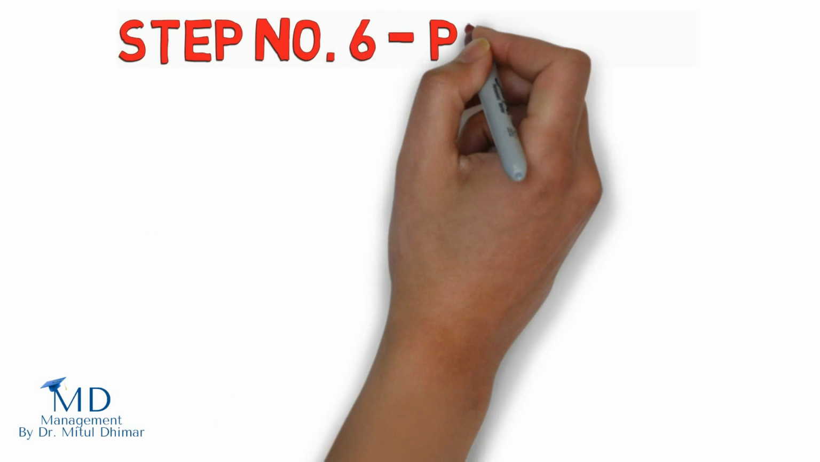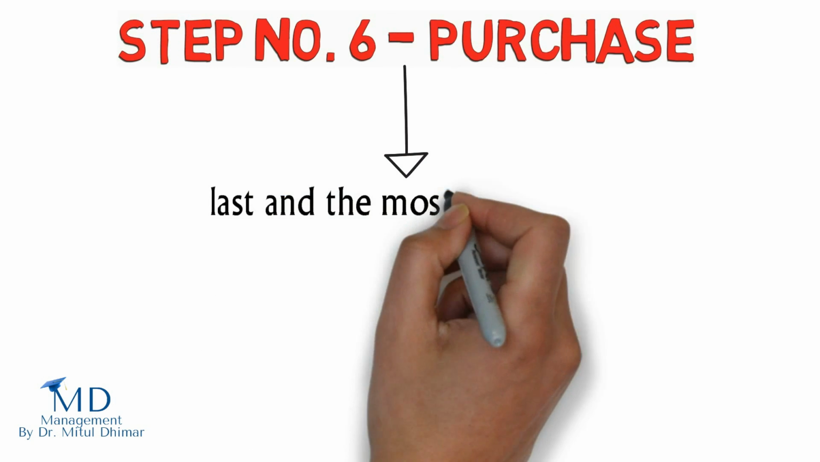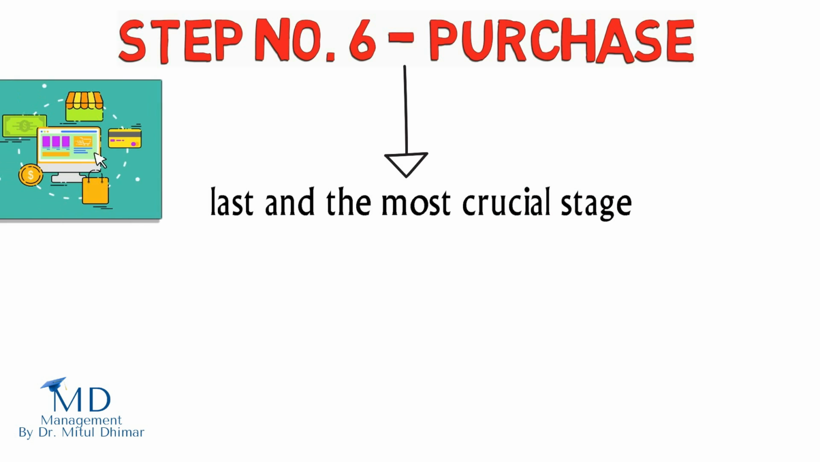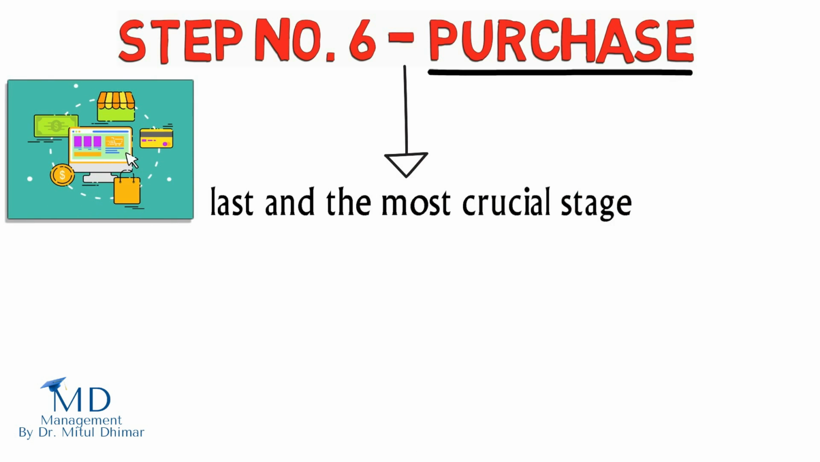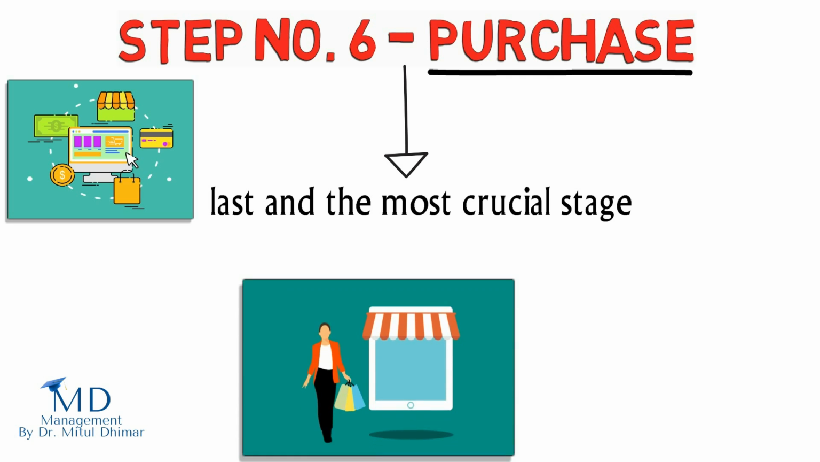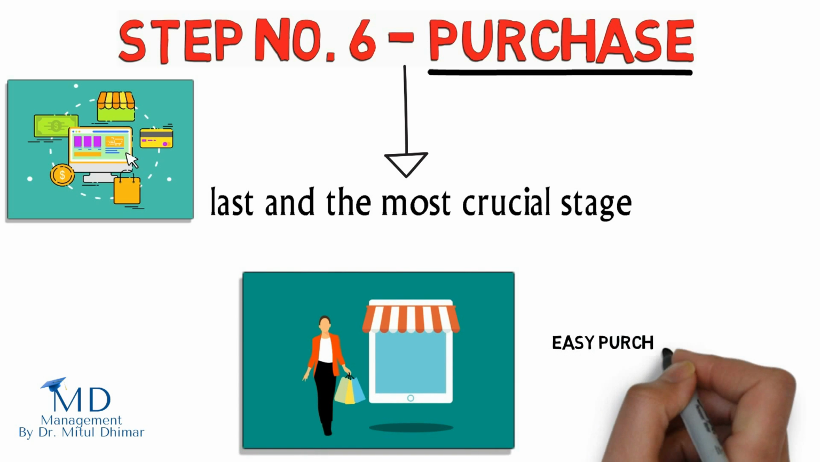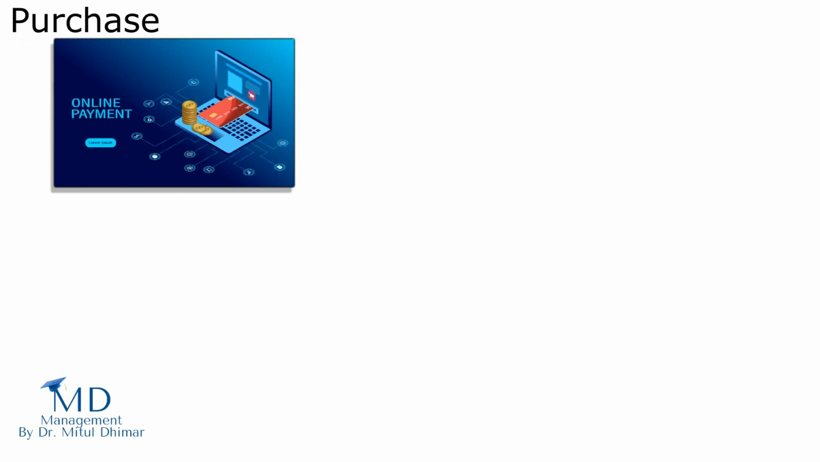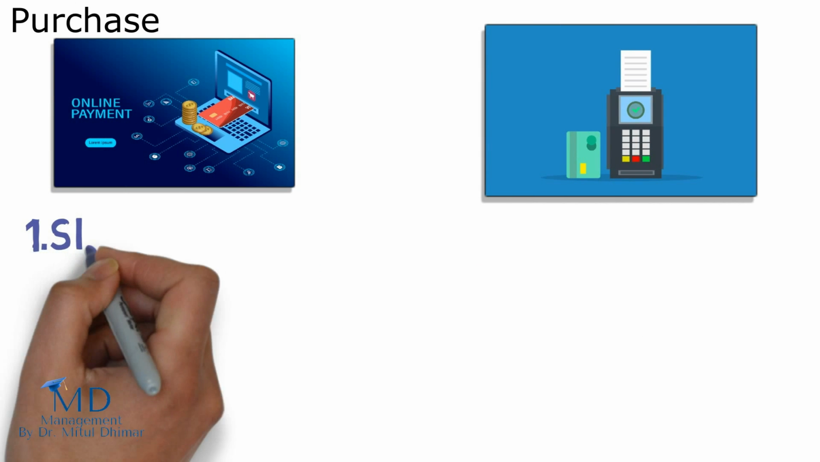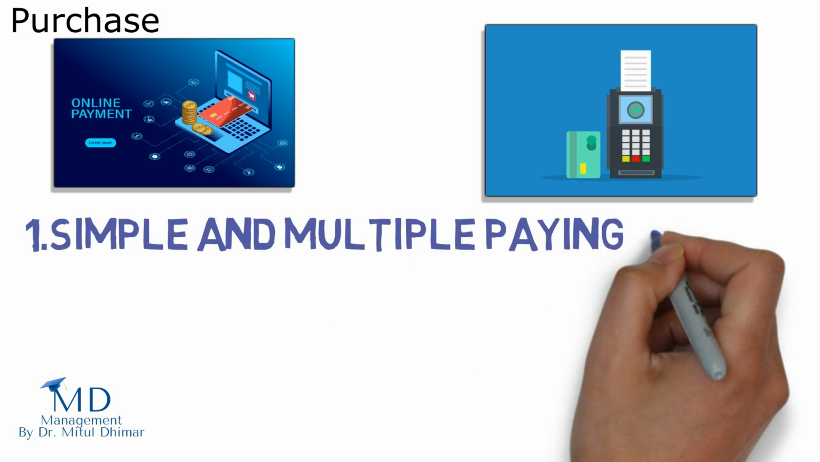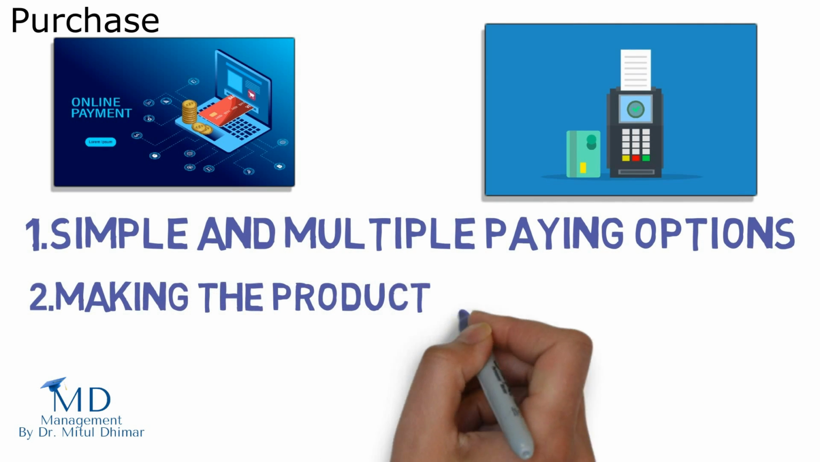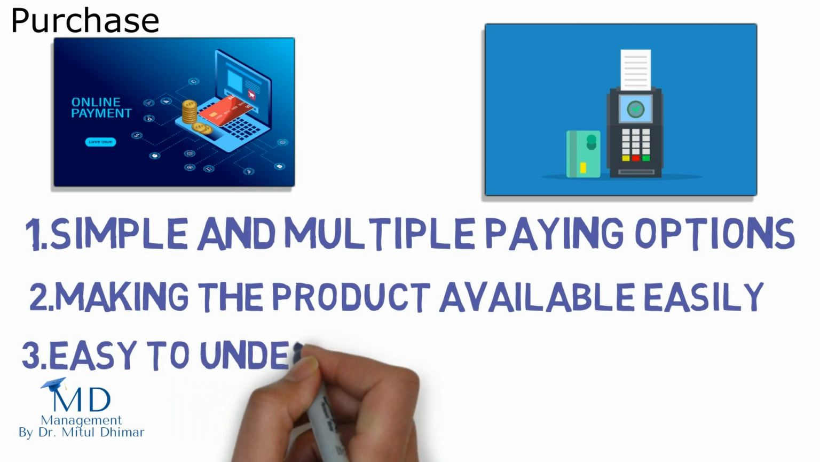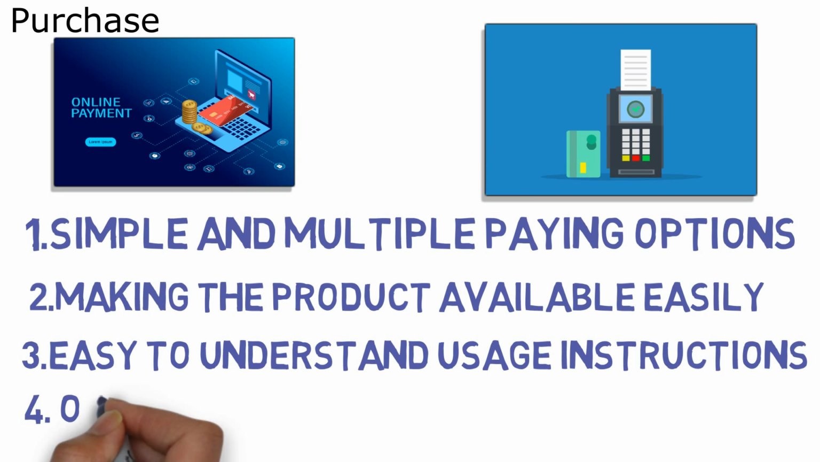Step number 6, purchase. The last and the most crucial stage of the consumer buying cycle is the purchase. You need to make sure that the purchase experience is easy and perhaps even enjoyable for the consumer. Some of the ways to encourage purchase are by keeping simple and multiple paying options, making the product available easily, easy to understand usage instruction, offers, etc.